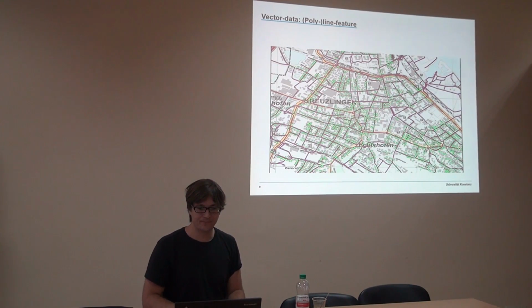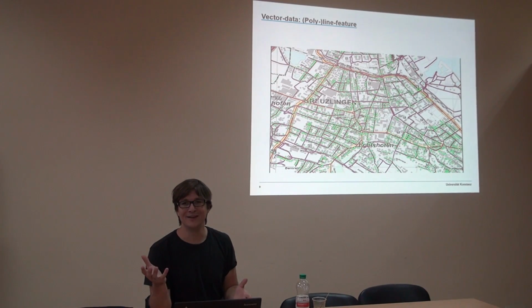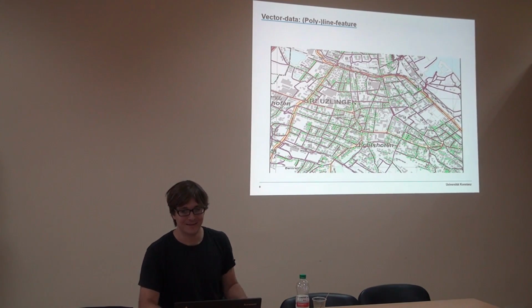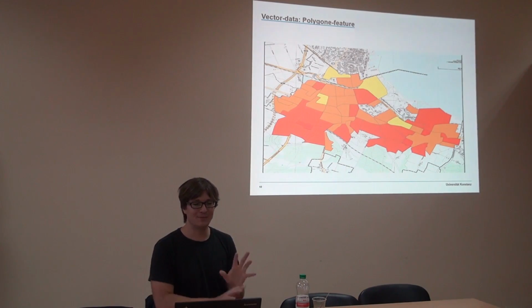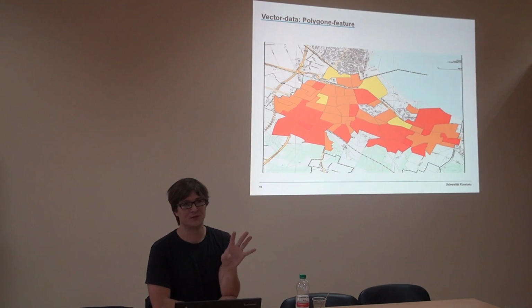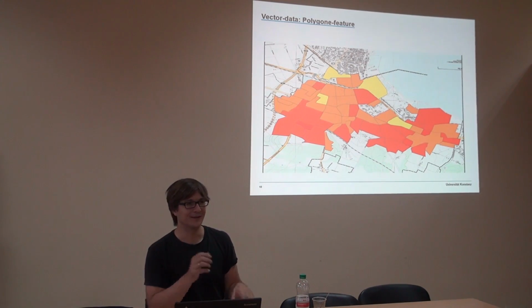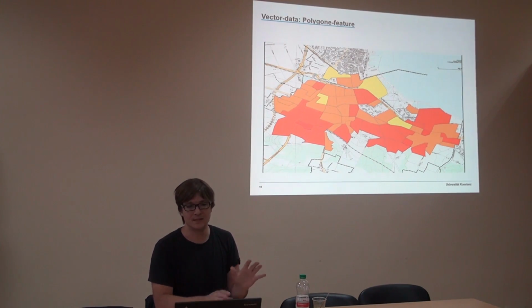Vector data, you can zoom into, it's clearly defined, so you can zoom in as you like and you still have all the information you need. And the third vector data type is polygons. So this is areas. This is, for example, neighborhoods, like in this case, or countries or cities or whatever you like. Sometimes it's flats or buildings.